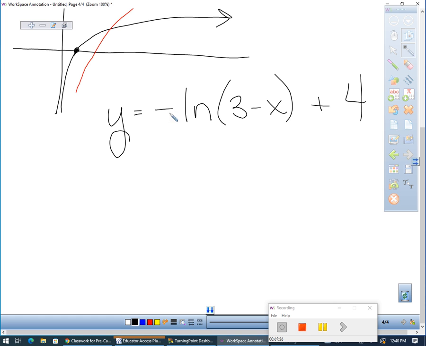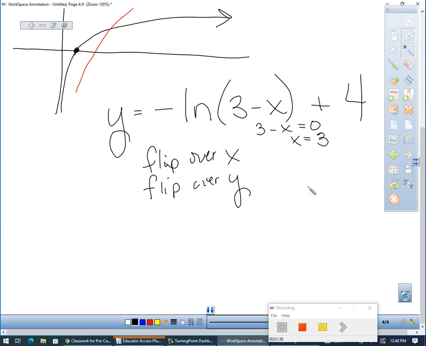Okay, so this first negative in front is a flip over what? Flip over x. Then in here, what's happening next? It's going to flip over y. And then which way? If you were to take what's inside there and set it equal to 0, if I have 3 minus x equals 0, that means x equals 3. So this is going right 3 and up 4. All right.